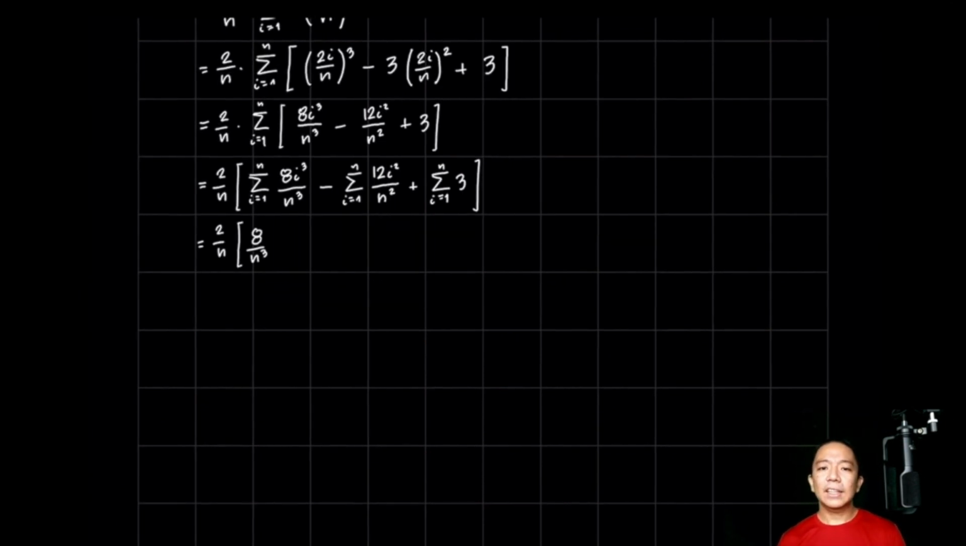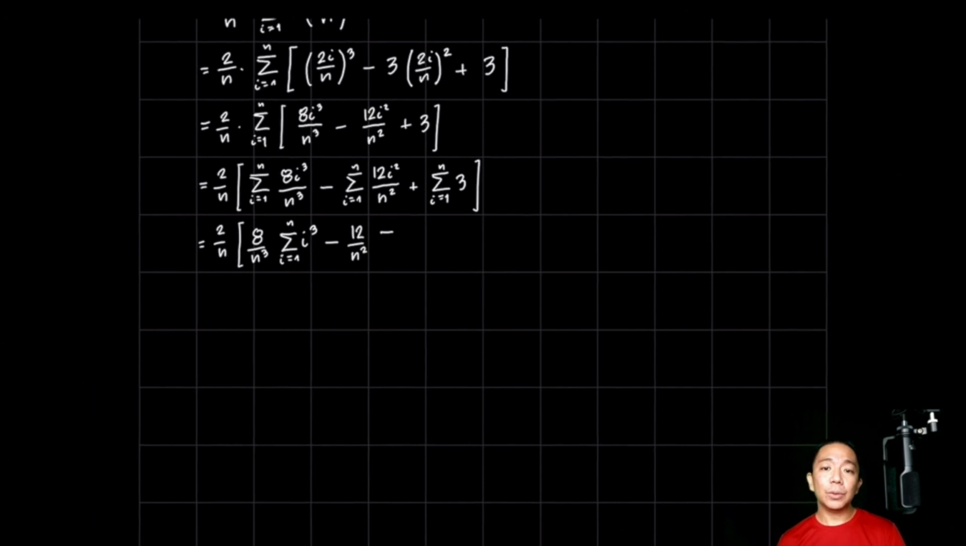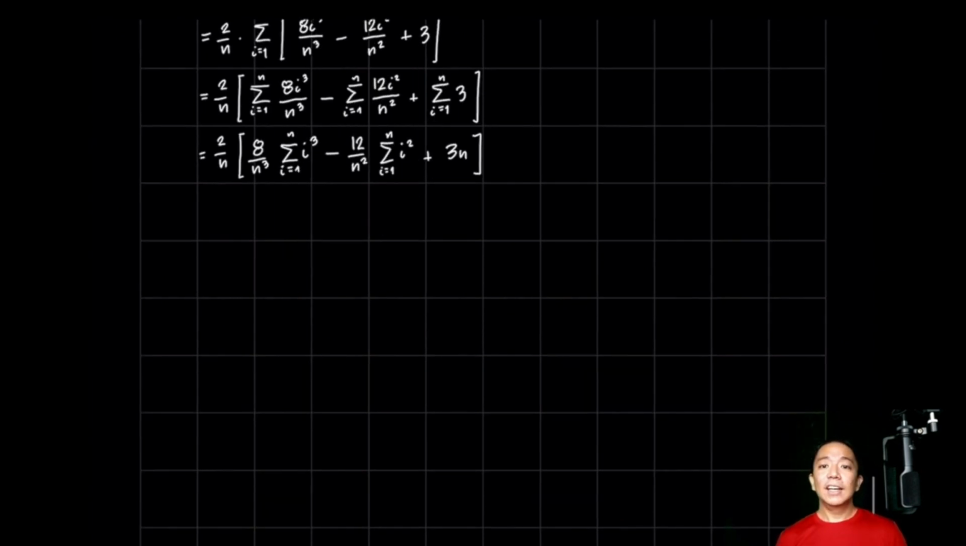So, we could write it as 2 over n times the quantity 8 over n cubed times the summation from i equals 1 to n of i cubed minus 12 over n squared times the summation from i equals 1 to n of i squared plus, what is the summation from i equals 1 to n of 3? So, 3 plus 3 plus 3 plus 3, n times. So, that's just equal to 3n. Diretso na natin siya doon.